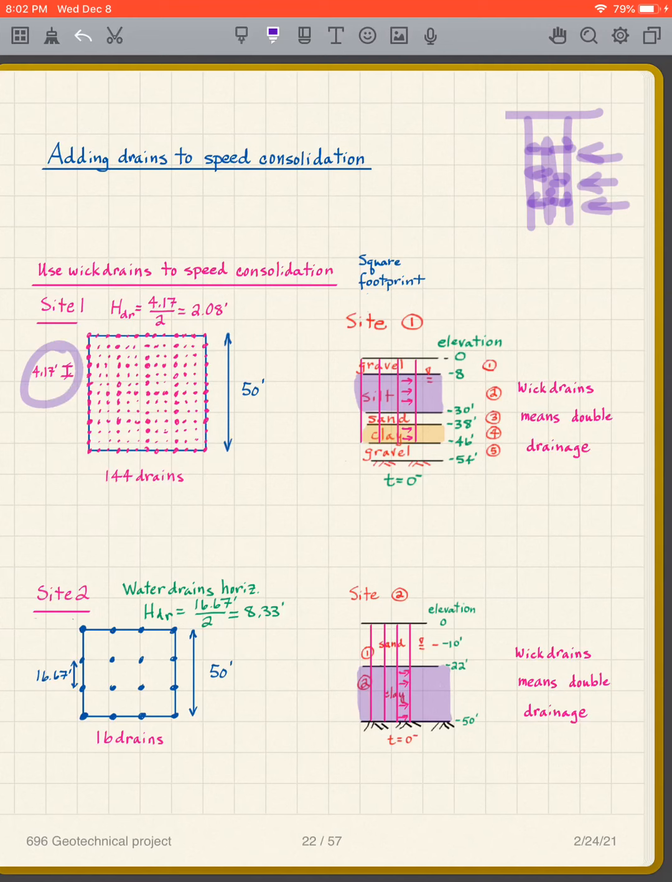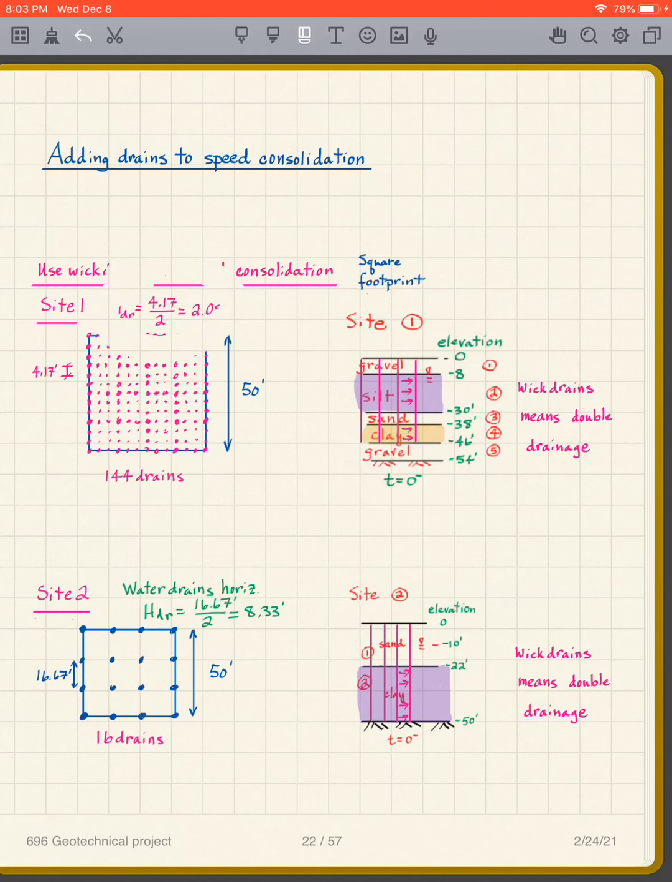So for this particular case, it would be what? My HDR would be the spacing divided by 2. So what you're going to do is you're going to use the HDR based on the spacing divided by 2. So there's my HDR for site 1, so I'm giving that to you. For site 2, what we're going to do is we're going to space them out at 16.67 feet, and that means our HDR would be half of that, which is 8.33 feet.